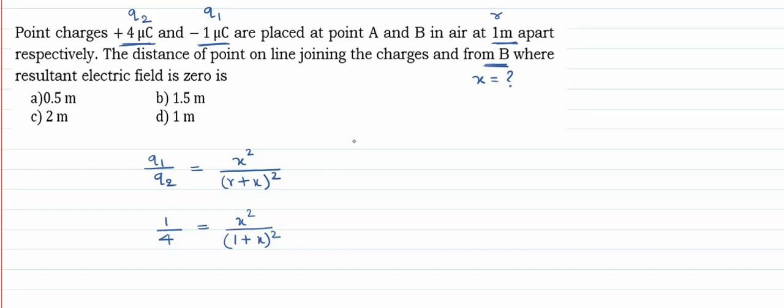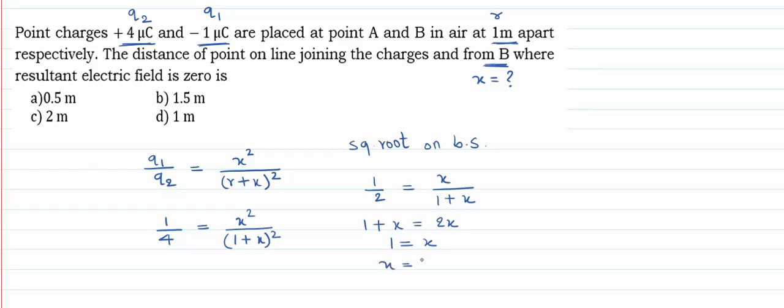Again, all are perfect squares, so take the square root on both sides. Therefore 1 by 2 is equal to x by (1 plus x). Cross multiply: 1 plus x is equal to 2x. Taking x to the RHS, 1 is equal to x, or x is equal to 1 meter. So option B is our answer.